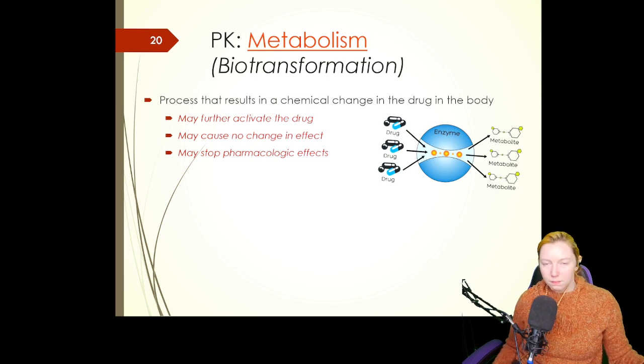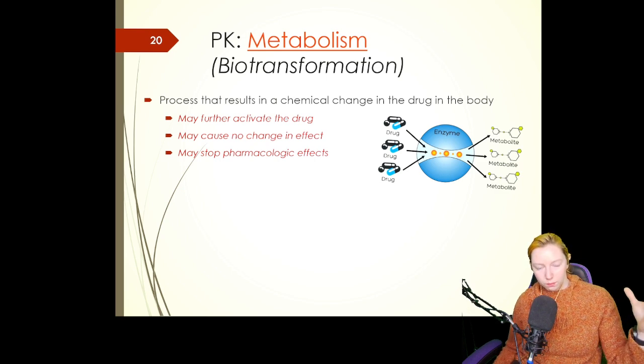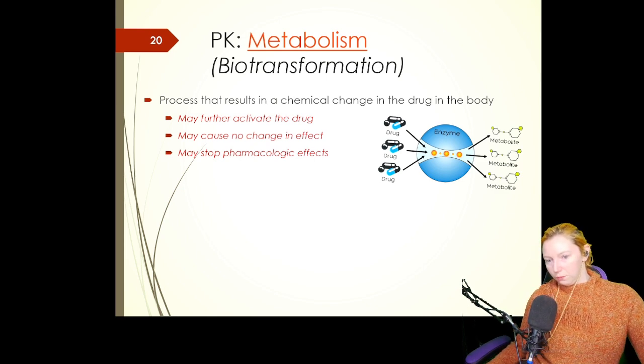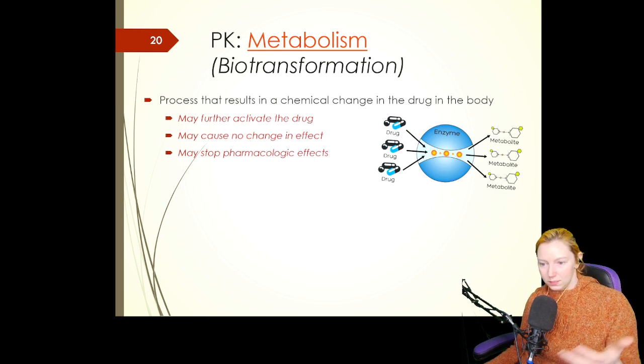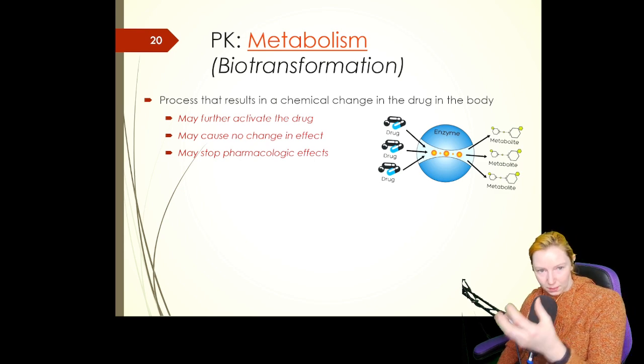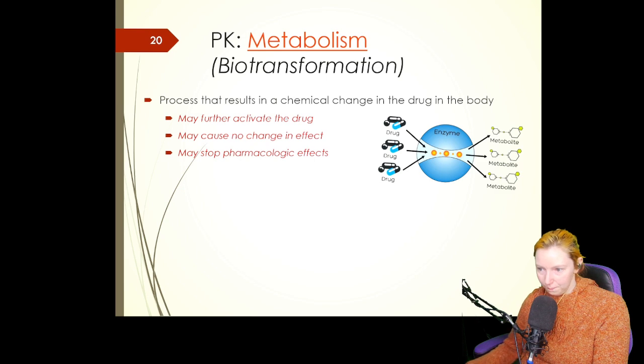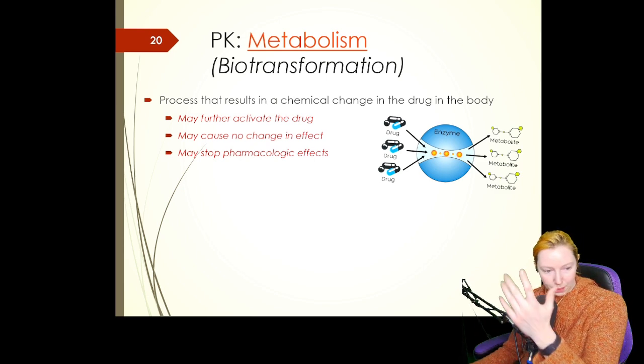Now, remember, some medications are not metabolized at all, but if they are, they can actually further activate the drug. So we often will call that a prodrug. So we have a product that is basically inactive. It gets through a stage of metabolism, becomes active. It can cause no change. So you can have an active drug with an active metabolite, or it could deactivate the drug, right? It can stop the pharmacological effects. So that active drug then becomes an inactive byproduct. Okay. And this is typically done through enzyme biotransformation.